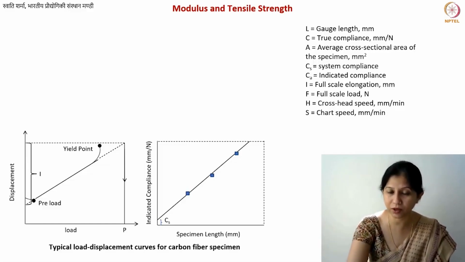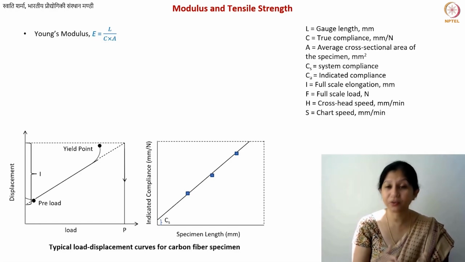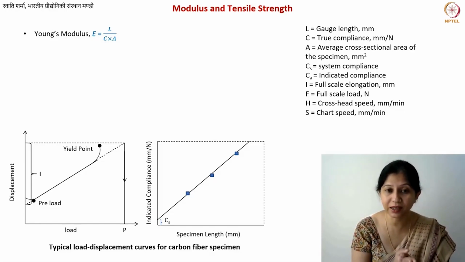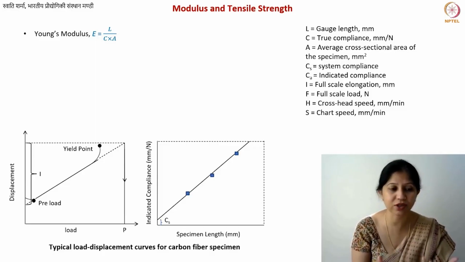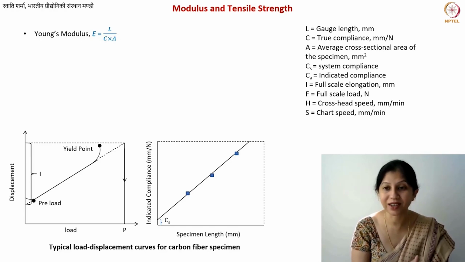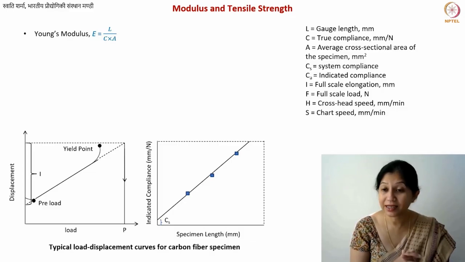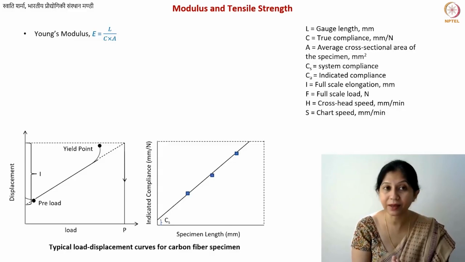Here I have mentioned a few terms that I will be using to show you how you calculate Young's modulus from these curves. Your Young's modulus is L divided by C into A. A is the area of your specimen. Make sure that it is in millimeter square. Actually make sure that all the units are consistent, as units are always a problem in these kinds of calculations. L is the length of your fiber that is being measured, so you can call it the gauge length.